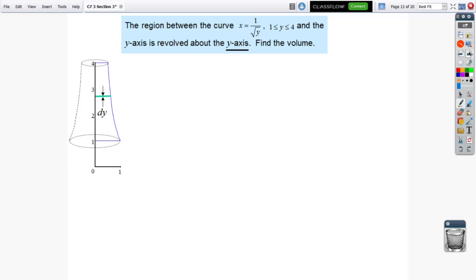Like in this problem, the region between the curve x equals 1 over the square root of y, for 1 less than or equal to y less than or equal to 4, and the y-axis is revolved about the y-axis. So find the volume. You can see I've actually drawn the curve 1 over the square root of y right here. If you don't know what that curve looks like, you could use external grapher tools like Desmos or GeoGebra. We've actually drawn in the cross sections here. Since we're rotating about an axis, 100% guarantee, you're going to be using some sort of circular cross section.